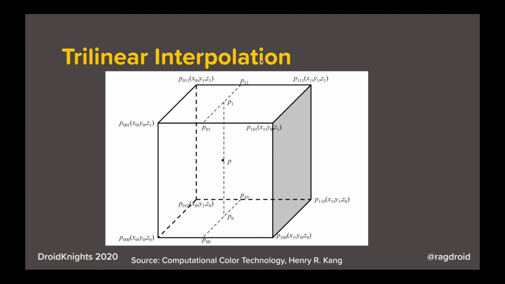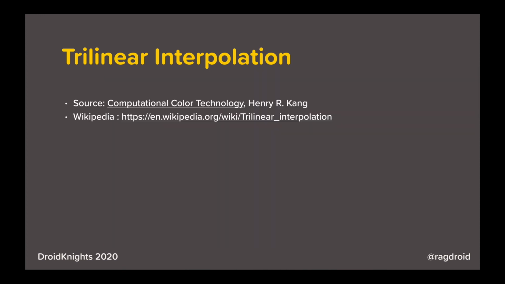If you remember, when I talked about the ScriptIntrinsic3DLUT class, its definition also said that it provides interpolation out of the box. If that solution had worked, we wouldn't have had to go through all these troubles, but it didn't work. So now we need to implement this interpolation ourselves, but no issues. If you also want to implement interpolation, you can refer to the book Computational Color Technology by Henry R. Kang, which explains this in pretty good detail, and these are the sources for it.